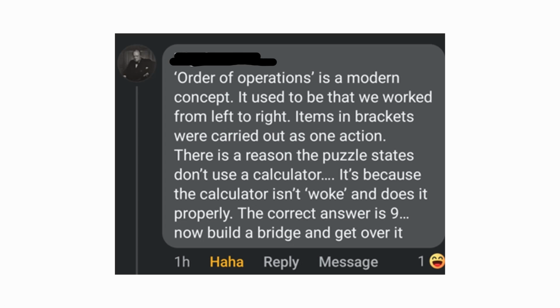"It used to be that we worked from left to right." That's not true either. "Items in brackets were carried out as one action." Well, yes, if we had brackets. I believe this person might be from the UK based on the Winston Churchill thing, and I will say his first name was Nigel, but I'm not going to go beyond that. Yeah, if you had brackets or parentheses, you certainly would solve those. But we don't.